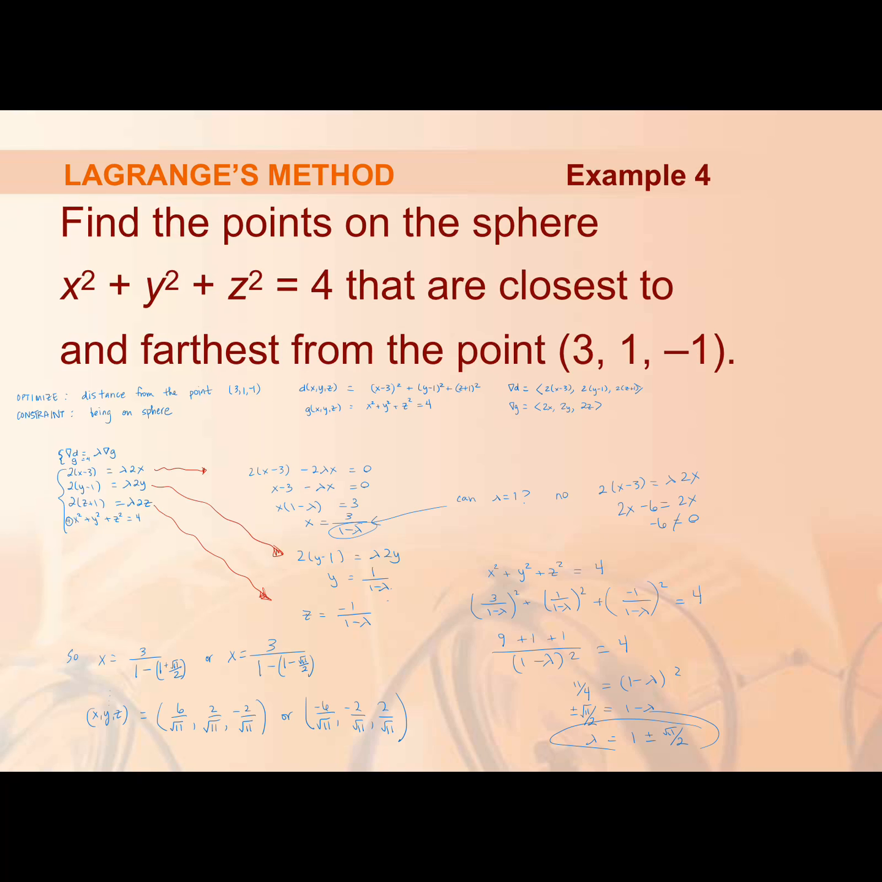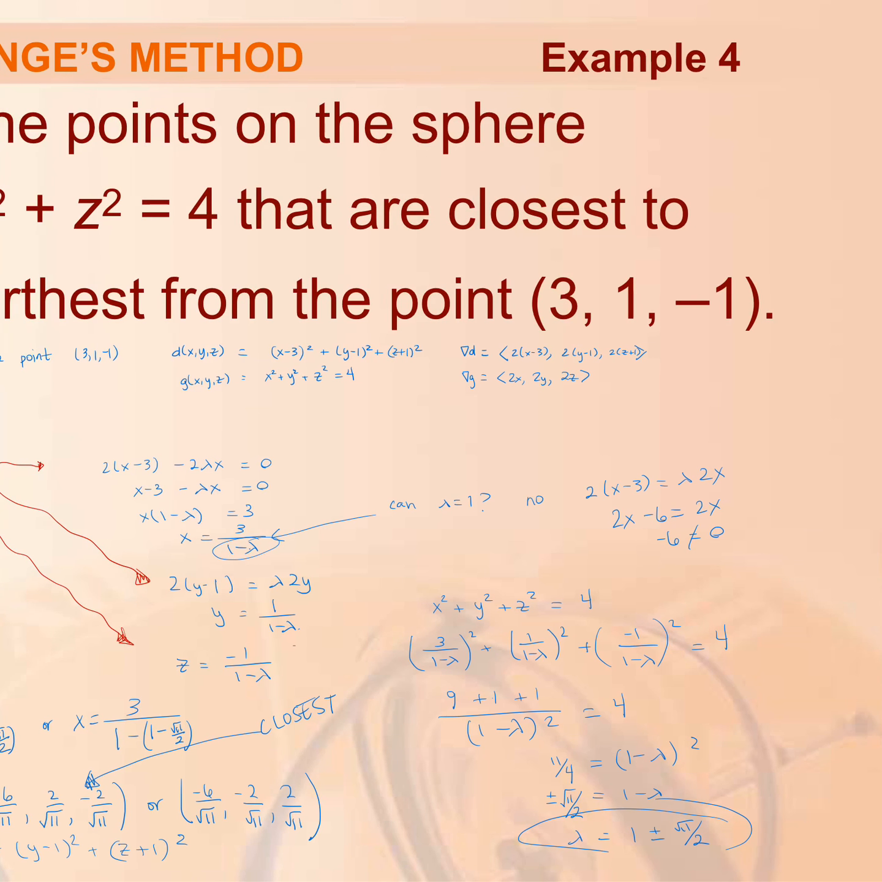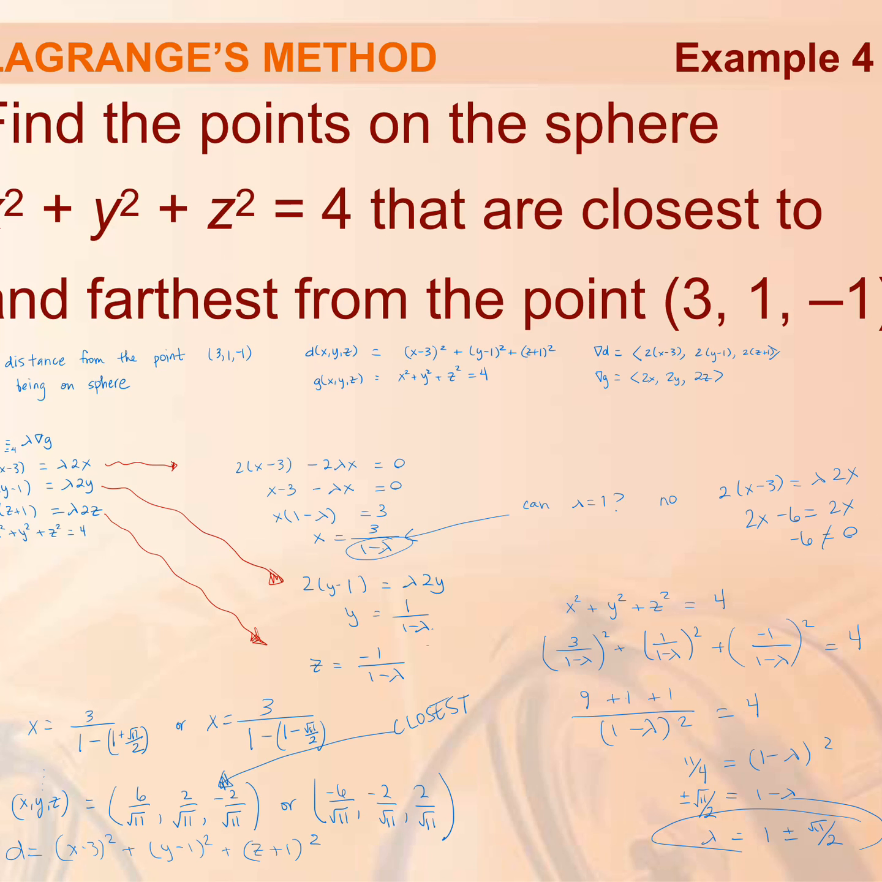Okay. So now the last thing we've got to do is plug in and see which values give the larger value of x and which give the smaller value of x. Right, so find the points on the sphere that are closest and farthest. So you would plug in for our d, right? So the distance is, remember, x minus 3 squared plus y minus 1 squared plus z plus 1 squared. You would do that, plug them in, and it turns out that this is going to give you the smallest value. So this is closest to the point 3 comma 1 comma negative 1. And this one is farthest.